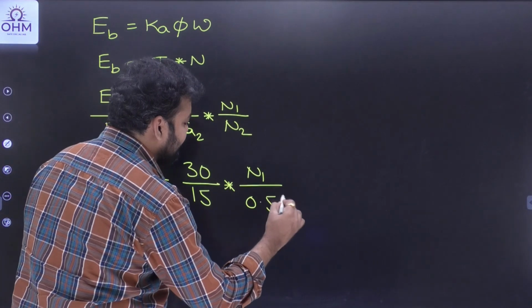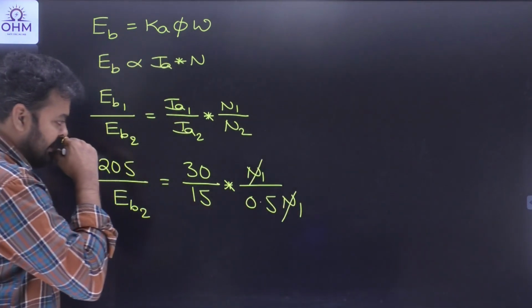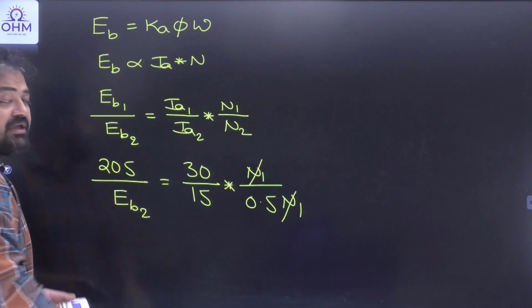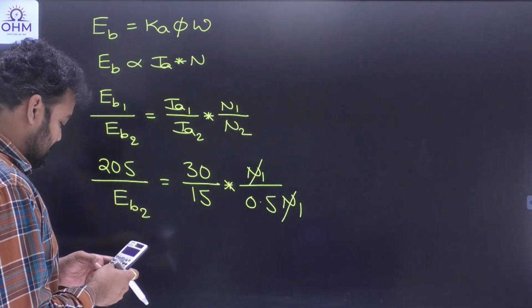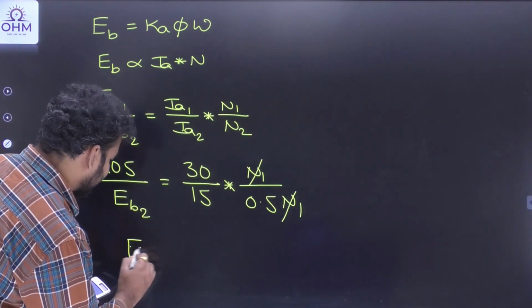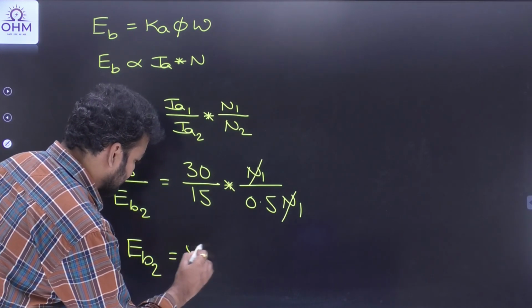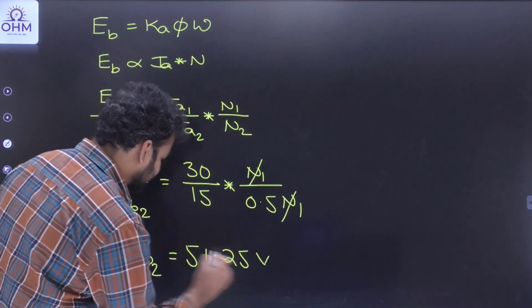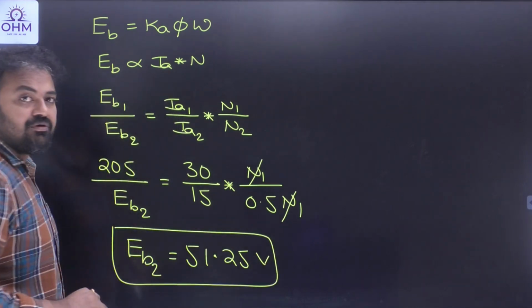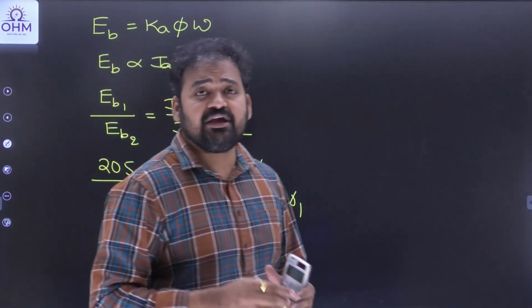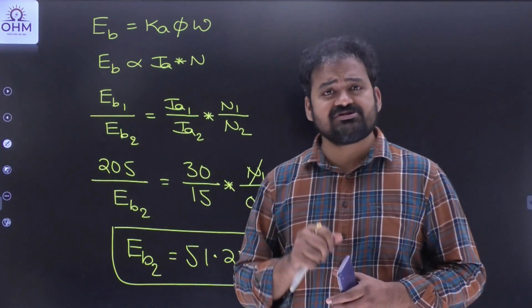N2 is 0.5 times N1. N1 will cancel. So if I solve it, I will get the back EMF in the second case. Let me do that. I got the new back EMF equal to 51.25 volt. This is the new back EMF I got. But what is the answer we need? What is the extra resistance to be inserted in the armature circuit?